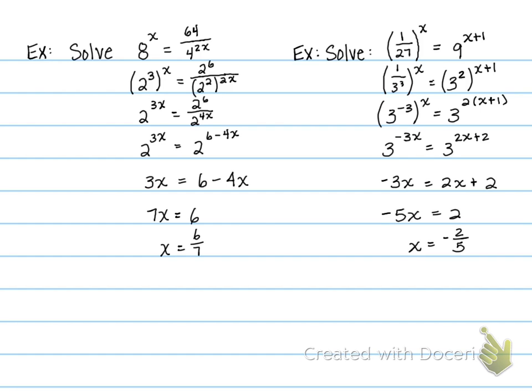Okay, so last one. Maybe not the last one. Maybe we'll do 2 more. B times b to the x plus 5 equals 1 over the square root of b to the third.